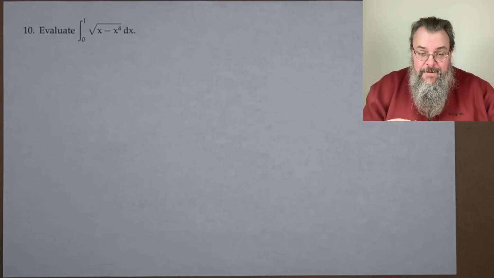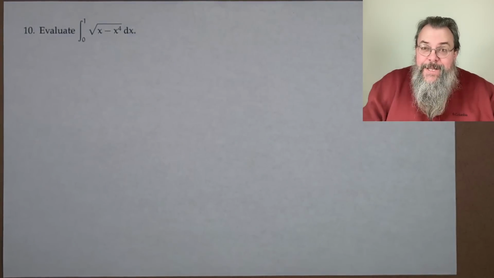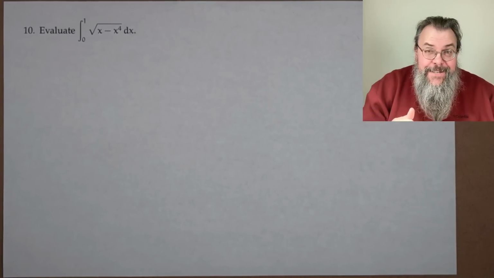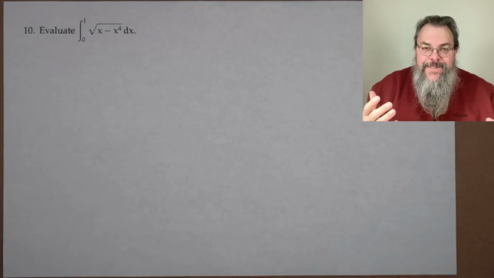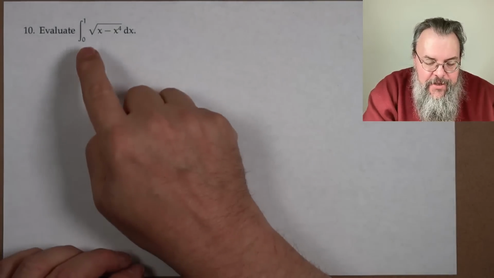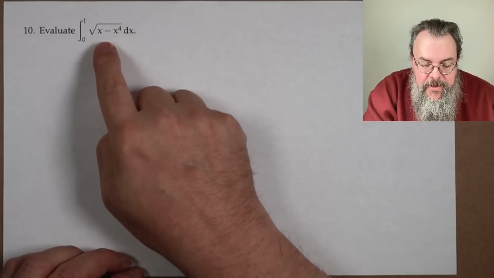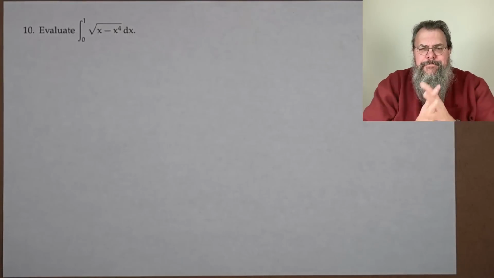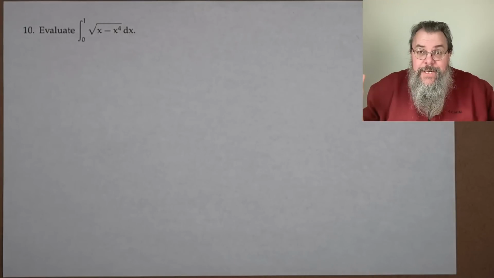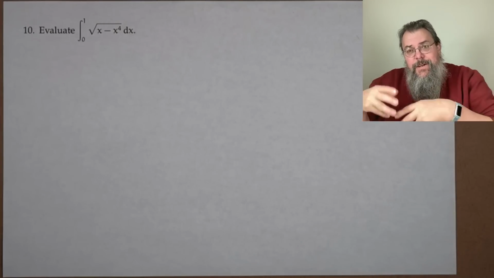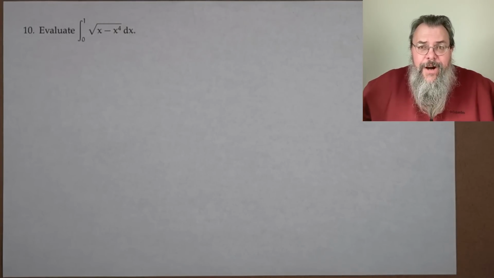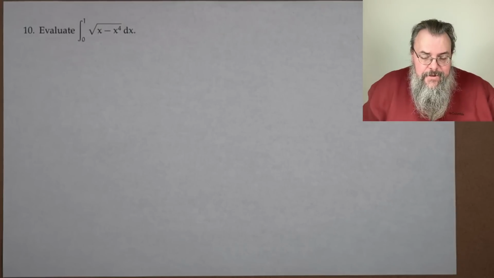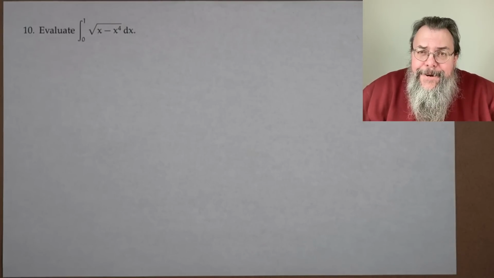Our last problem. And look how short it is. That must mean it's going to be pretty quick, right? Right? Well, let's see. We're going to evaluate the integral from 0 to 1 of the square root of x minus x to the fourth dx. Okay. Well, there's no trig, so that's something. It's not one of our 8 problems that we know how to do automatically, one of our 8 integrals. So that's kind of out.